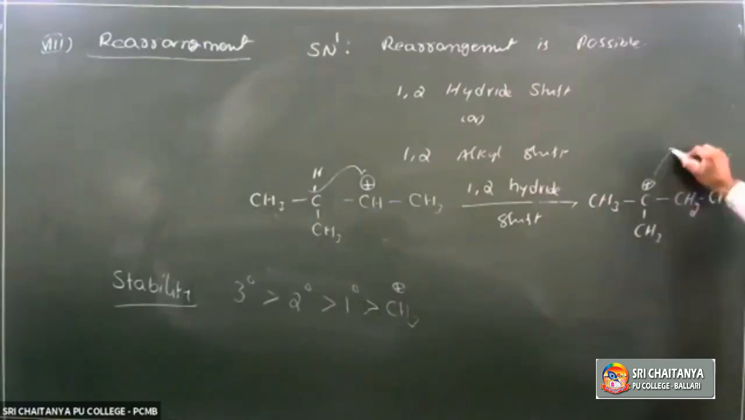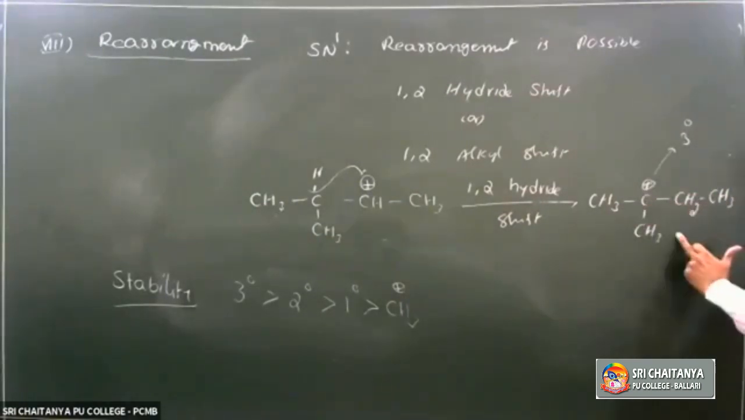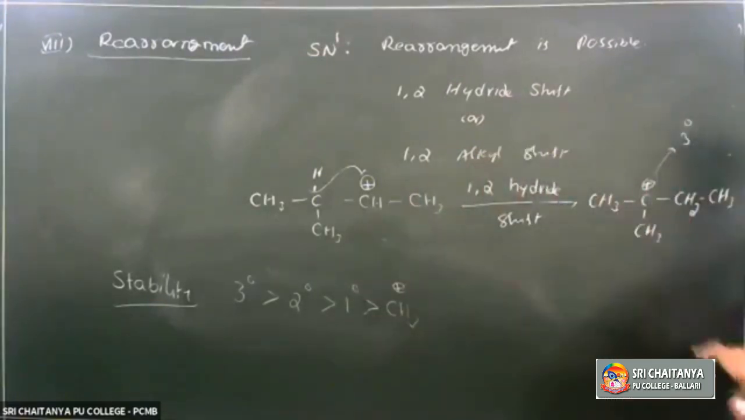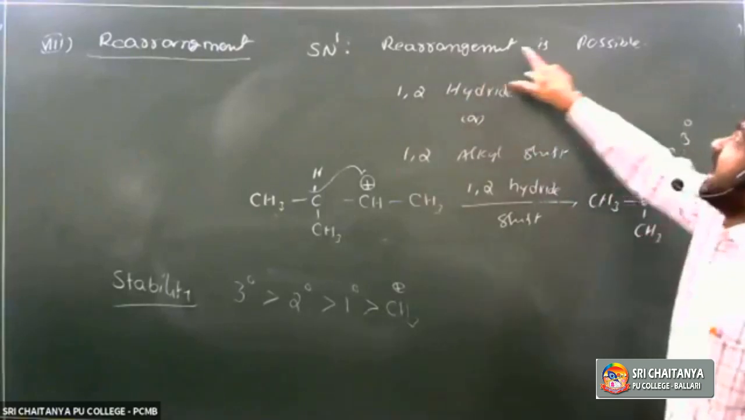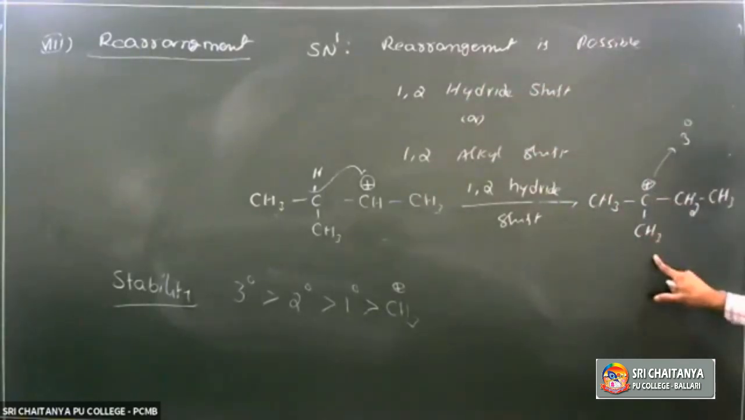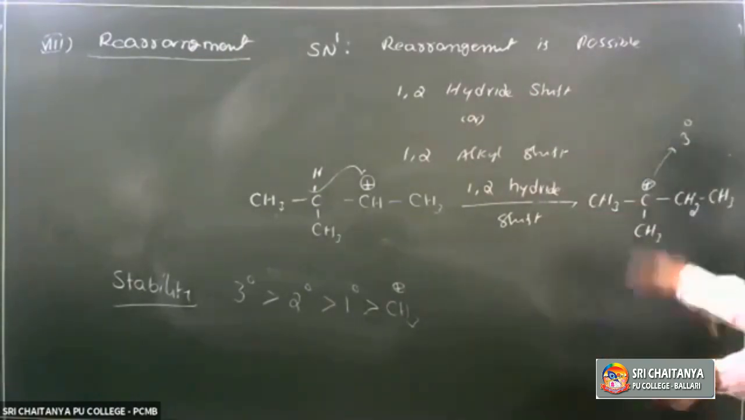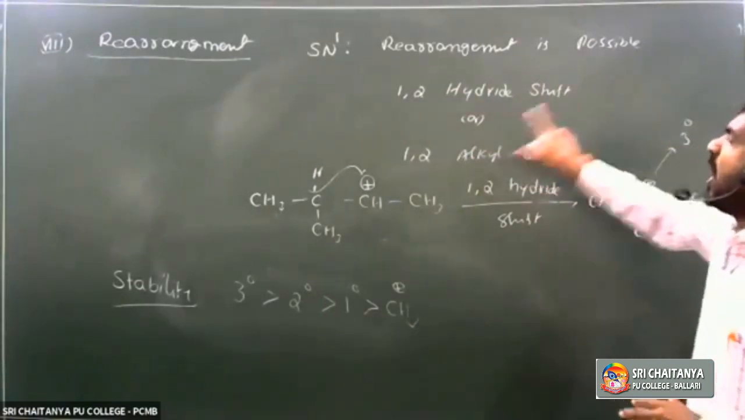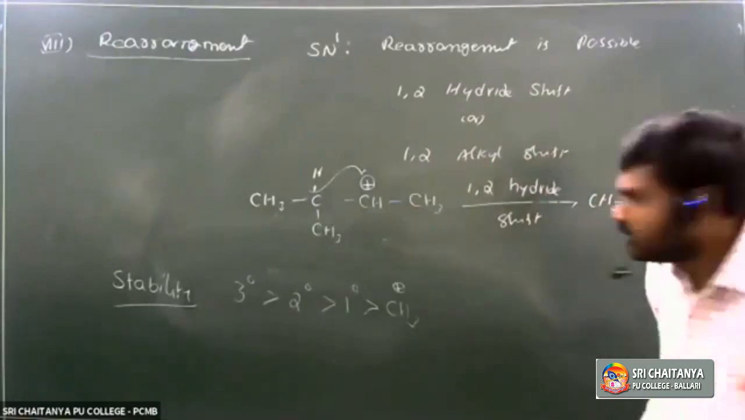So this carbocation is a tertiary carbocation, which is more stable than the secondary carbocation. Hence, in the SN1 mechanism, rearrangement is possible to form the more stable carbocation. This rearrangement takes place either by a 1,2 hydride shift or a 1,2 alkyl shift.